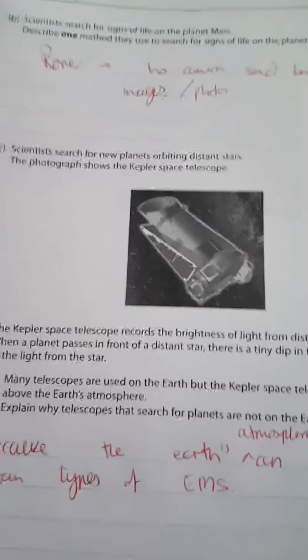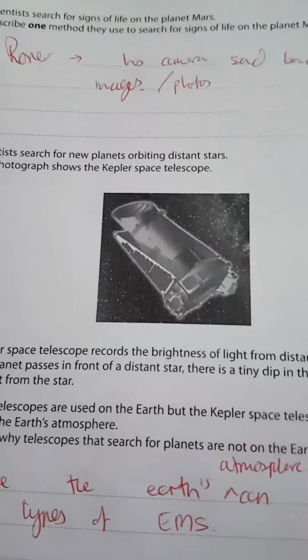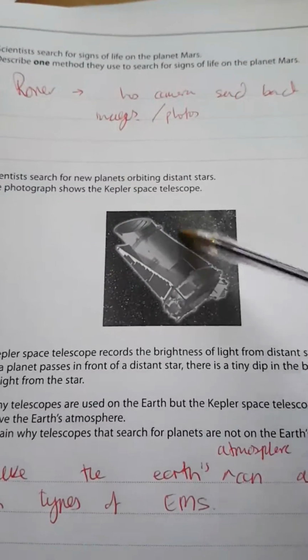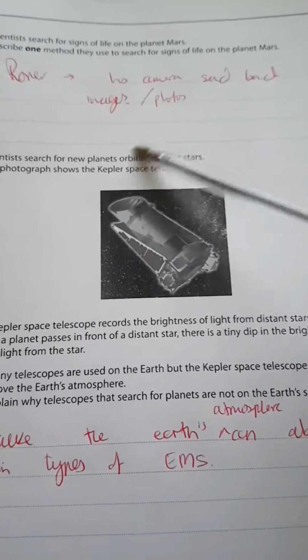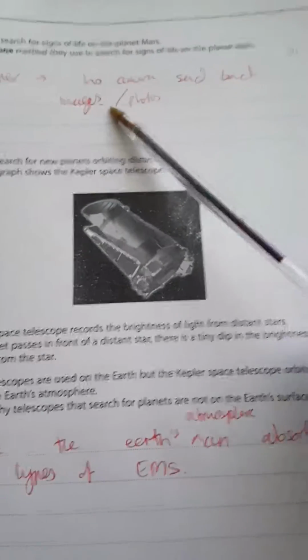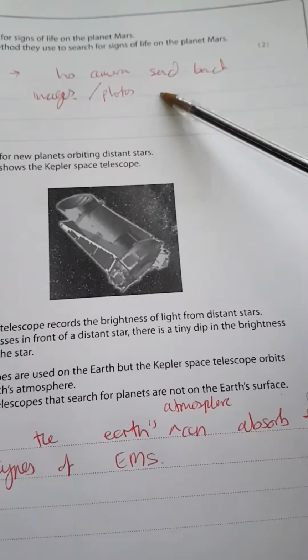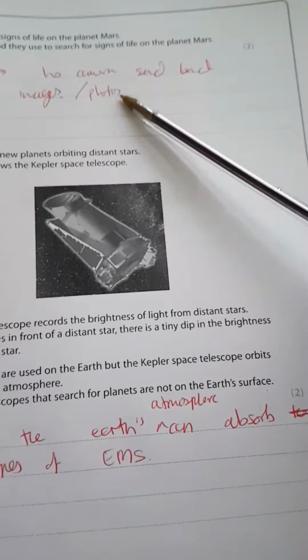Okay guys, so once again we've got exactly the same questions. I hope you're beginning to realize something. They can only ask you so many questions. So describe one method they use. You could have said anything. You could have said a satellite orbits around the planet taking images, sending radio waves back. I chose to write they send a rover that has a camera and send images and photos back.